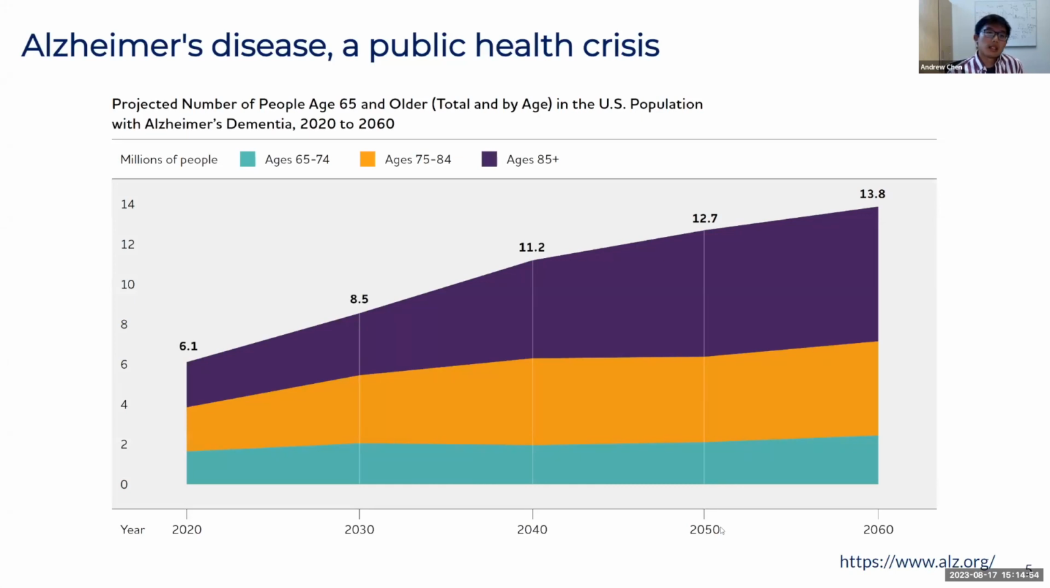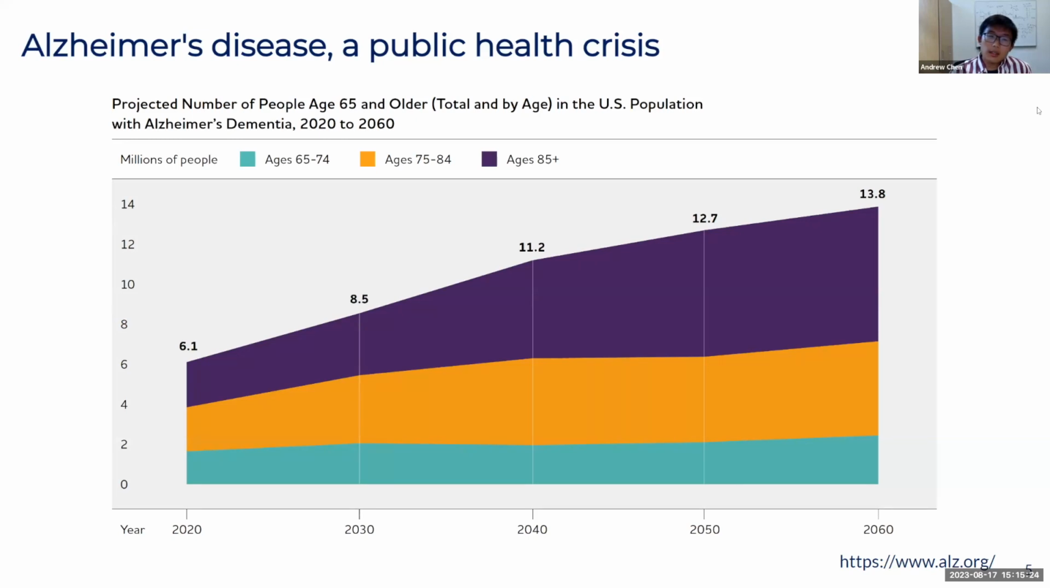So Alzheimer's disease, as many of you may know, is a very prominent public health issue. This is because it's the seventh leading cause of death in the United States, and projections show that the number of cases of Alzheimer's disease is likely to more than double by 2060. Currently, it's about 6.5 million, and we're looking at almost 14 million cases projected by 2060. And the burden on the healthcare system is only expected to increase.